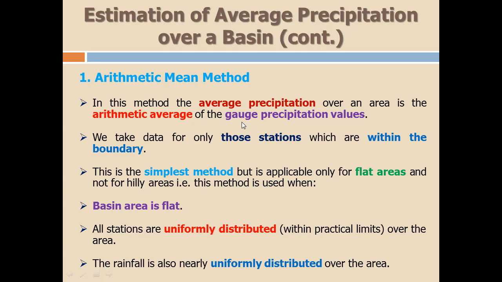Otherwise, if the basin area is not flat, the topography is hilly, or the stations are not uniformly distributed, the stations are not covering the same area, or the rainfall is not very uniform, then we will use the other two methods, that are Thiessen polygon and the isohyetal method. But if these conditions are satisfied, which normally happens in plain areas, not in hilly or mountainous regions, then we can use the simple arithmetic mean method. Okay.